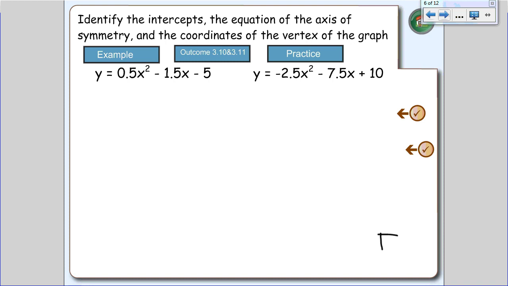What's the first intercept we know? The y-intercept is where? The y-intercept is at 0, 10. Remember, for y-intercepts, the x is always 0. What else do we know? Yeah, it faces down. And we have a max point.